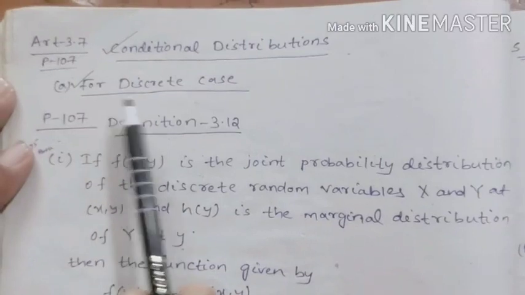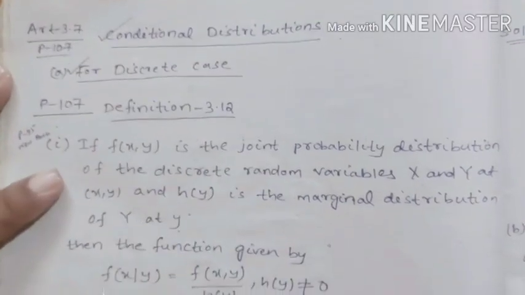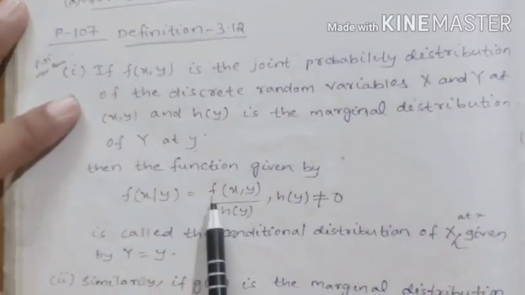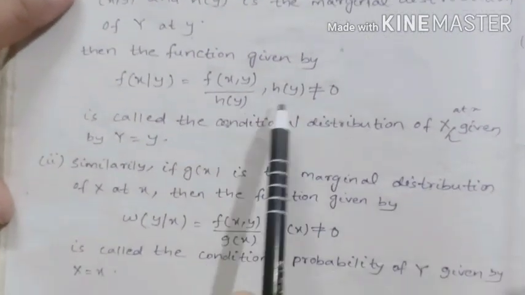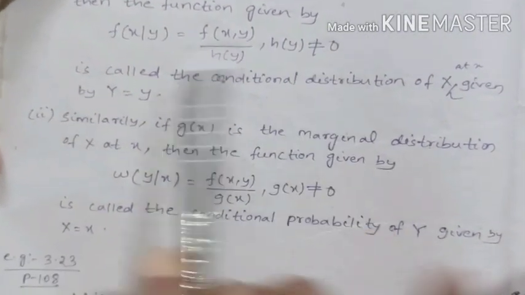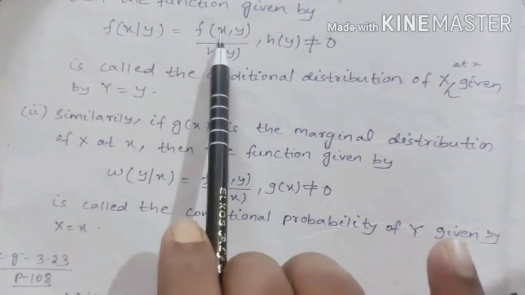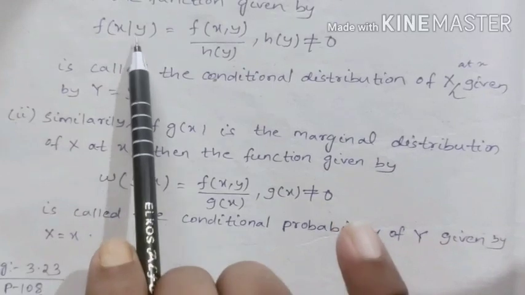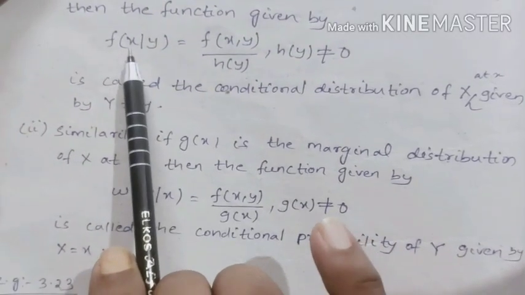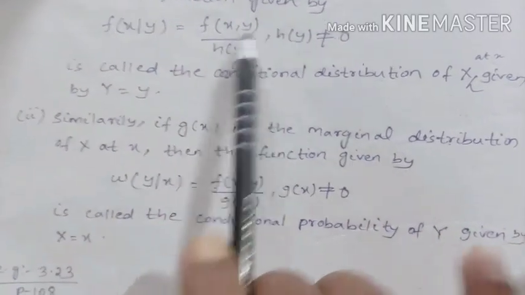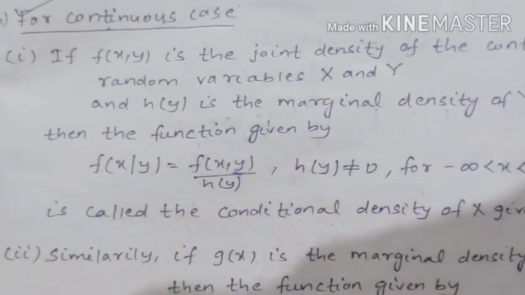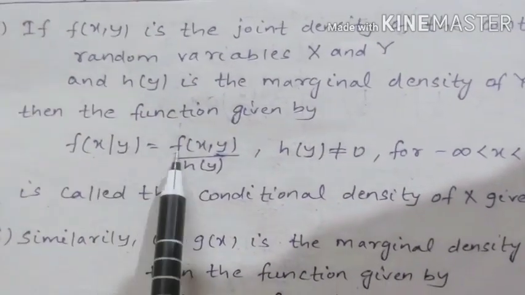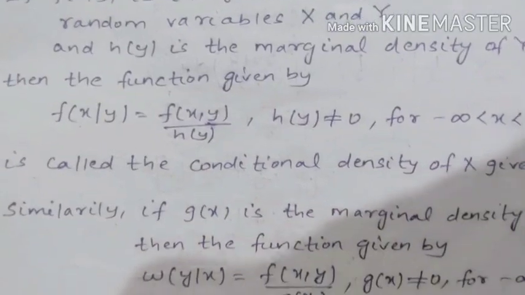Conditional distribution for the discrete case: f of x given y equals f of x, y by h of y, where h of y is not equal to 0. Whenever x given y, you have to take it as x comma y, with y on the right side. Exactly, suppose f of y given x, that means f of y, x by h of x. It is exactly the same as f of x given y equals f of x, y by h of y, and so on.